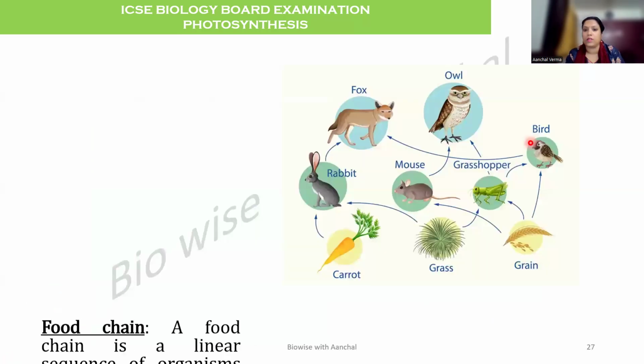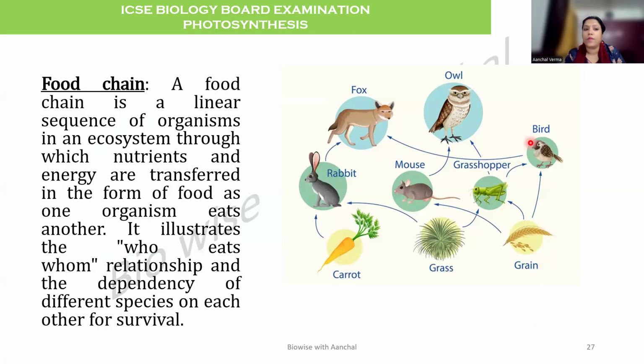So, if a question is asked on variegated leaf, they are inquiring about the importance of chlorophyll for the process of photosynthesis. There is the food chain. Now, a food chain is a linear sequence of organisms in an ecosystem through which nutrients and energy are transferred in the form of food as one organism eats another. It illustrates the who-eats-whom relationship and the dependency of different species on each other for survival. This is the best definition that I could give you. So you are requested to pause the video here and write the definition.